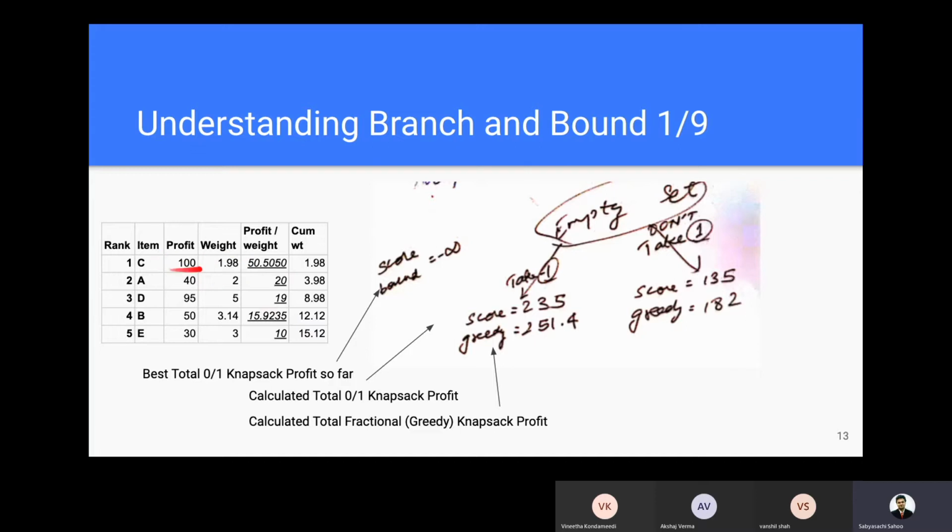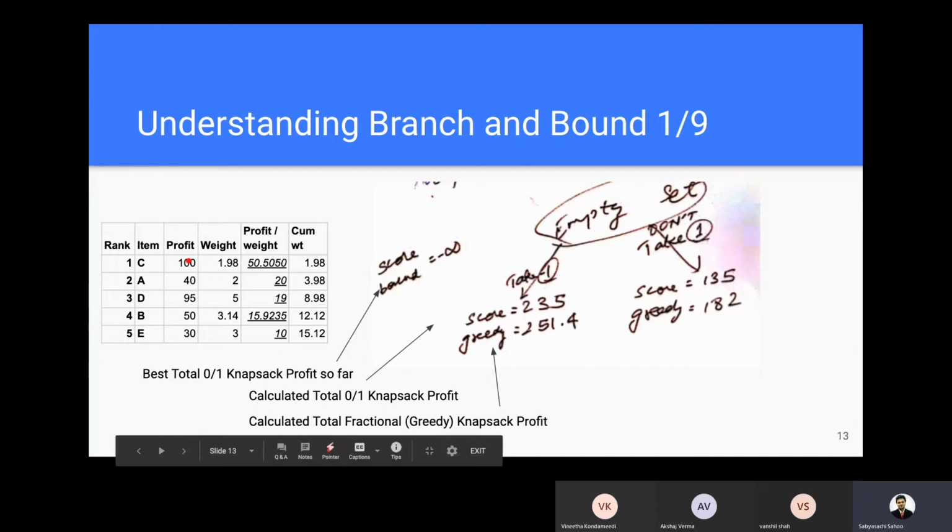Definitely the most promising item here means an item that has the highest profit to weight ratio, because that is what will intuitively give us maximum total profit for the 0-1 knapsack problem. Right, so this is how the table is formed.